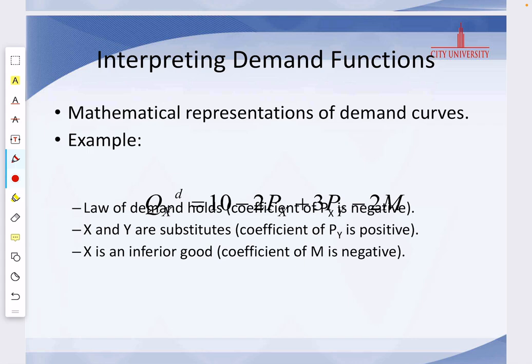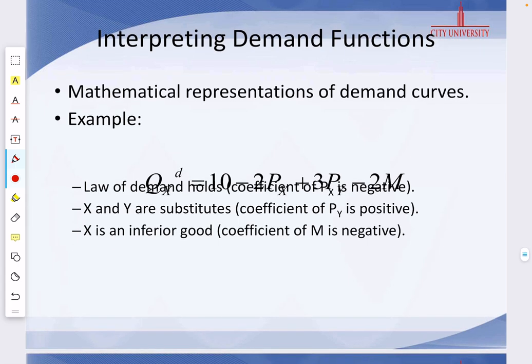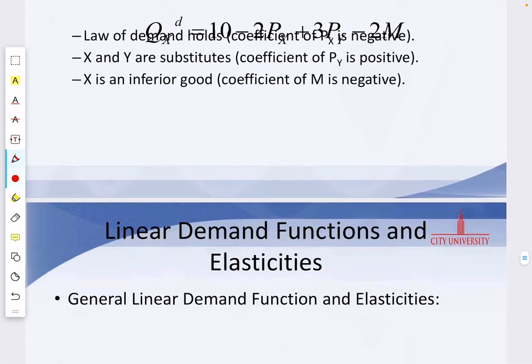We can interpret the demand function using the mathematical representation of the demand curve. Quantity demanded equals 10 minus 2p plus 3p minus a minus 2m. The law of demand holds if the coefficient of p is negative. X and y are substitutes if the coefficient of p y is positive. X is an inferior good if the coefficient of m is negative. So that is how we can use the mathematical form to represent the demand function.